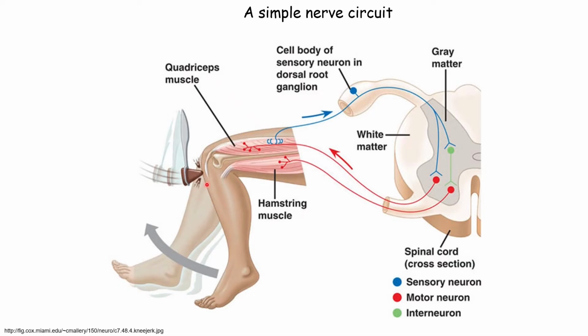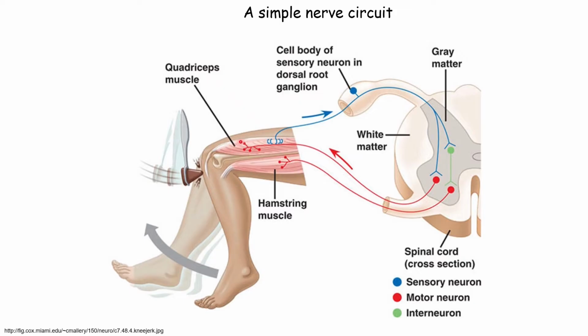So now let's try to understand why this happens or how this happens. When I hit this part of the knee, it is connected to the quadricep muscles that are present in the front part of your thigh. And at the back part of your thigh, you have the hamstring muscles. So there are sensory neurons and motor neurons that are embedded in the muscle.